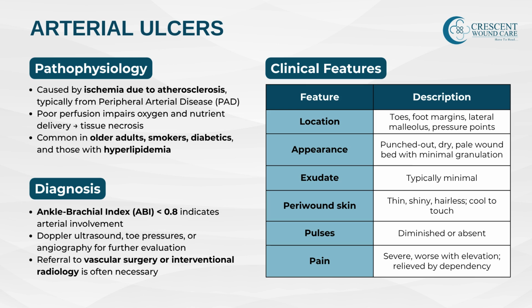Now, how do arterial ulcers appear? They're usually on the toes, foot margins, or pressure areas like heels. Punched out in shape with well-defined borders. Dry, pale, and with minimal drainage. Surrounded by thin, shiny skin that lacks hair. Cool to touch, and pulses are weak or absent.